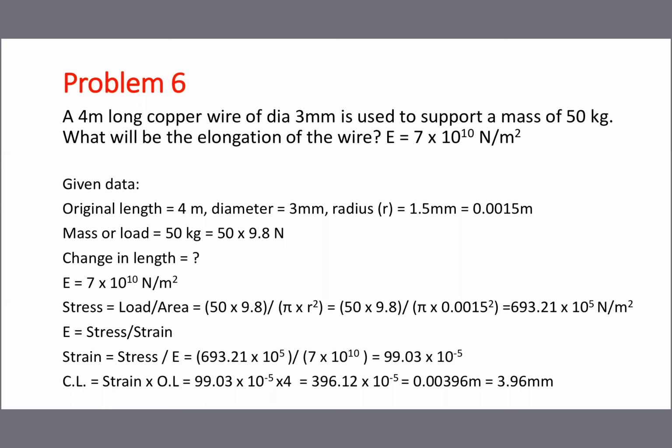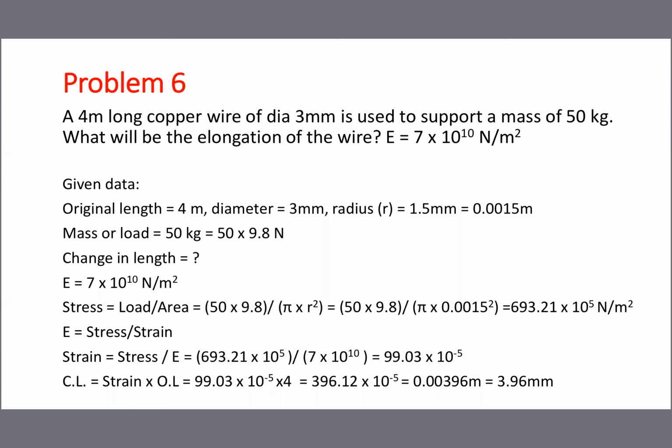Mass is given as 50 kg, and you have to convert it into Newton. The kg to Newton conversion formula is 9.8: 1 kg is equal to 9.8 Newton. So you convert 50 kg into Newton, 50 into 9.8 Newton. It is required because the unit of Young's modulus is Newton per meter square. That's why you are converting all the kg values into Newton, and all the mm values into meter.